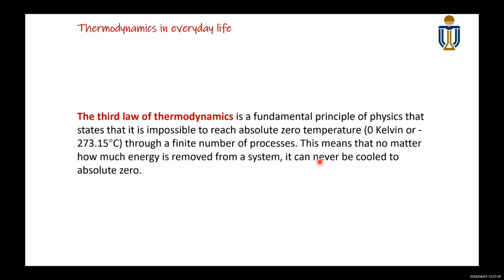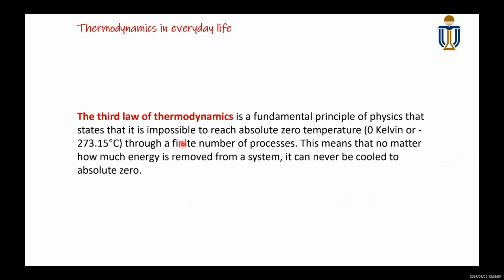The last one is the third law of thermodynamics. The third law of thermodynamics states that it is impossible to reach absolute zero temperature through a finite number of processes. This means that no matter how much energy is removed from a system, it can never be cooled to absolute zero. The reason for this is that as the system approaches absolute zero, its entropy also approaches zero. At absolute zero, a perfect crystal would have zero entropy and be in the state of maximum order.